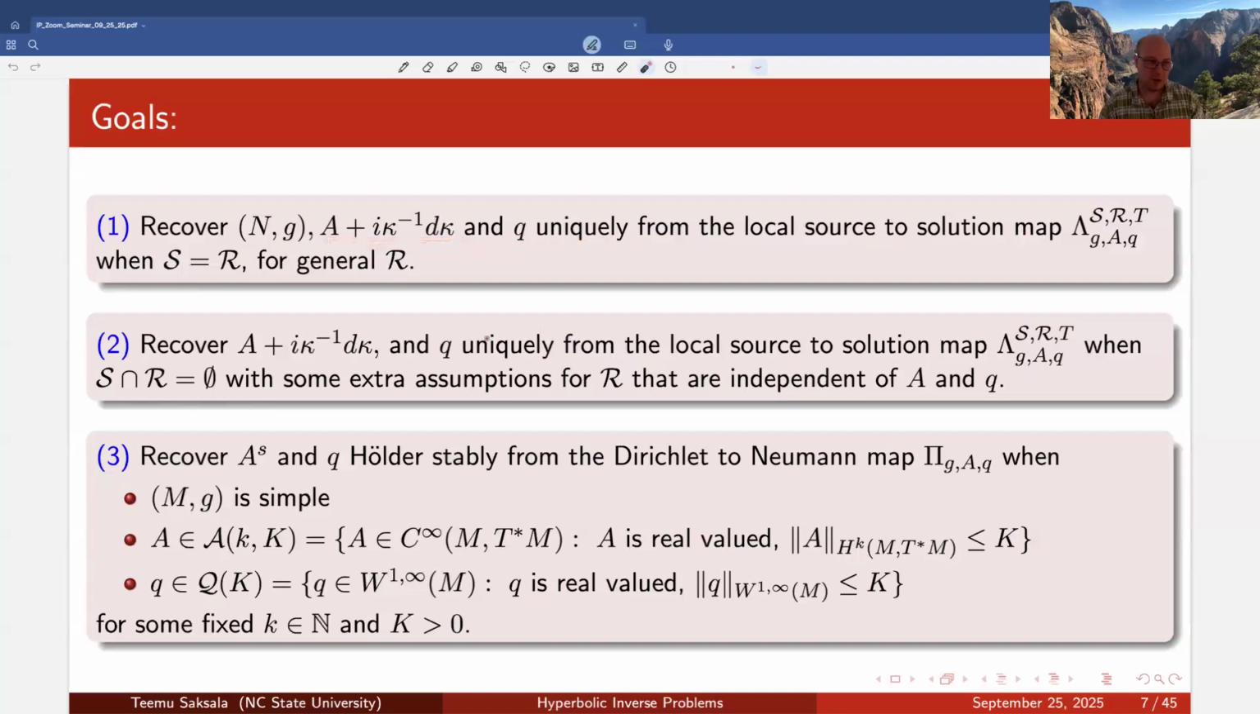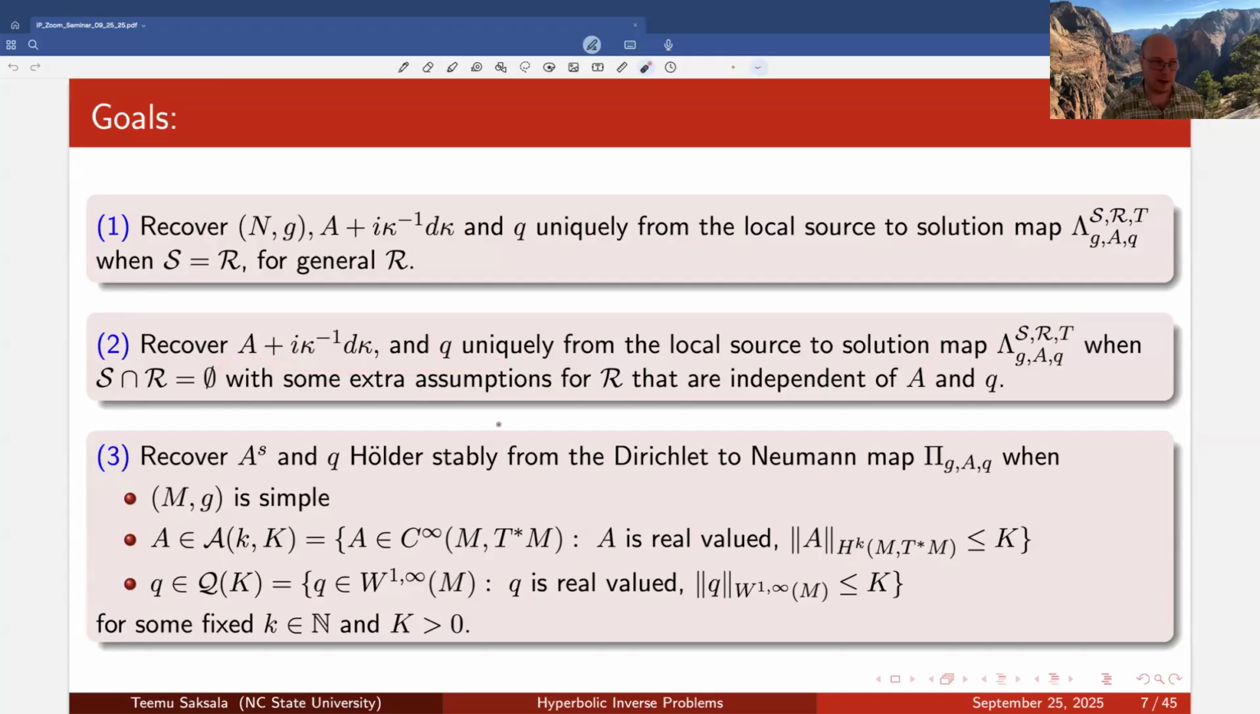This is the situation as in ultrasound imaging, where I'm sending and receiving the waves at the same location. But now if you look at the situation as in seismic prospecting, I'm sending the waves somewhere else from where I receive them. And now I'm claiming that if my sets S and R, where I send and receive waves, are disjoint, then with some extra assumptions on my receiver set, which don't actually depend on my lower order terms, I can recover these lower order terms again from this source-to-solution map up to the gauge that I just talked about.